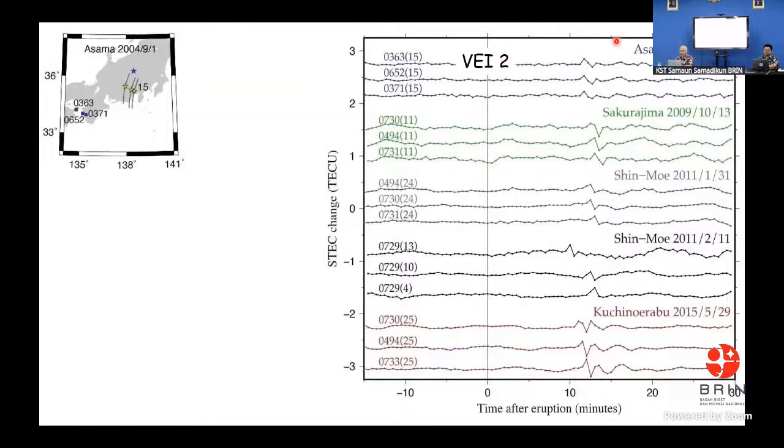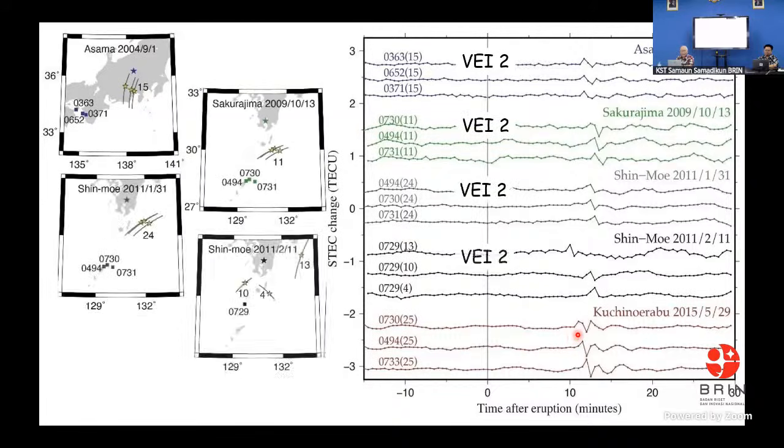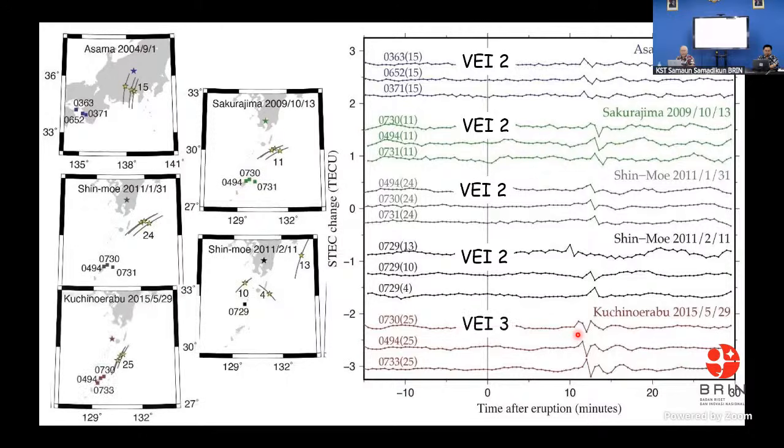And they are not much different in amplitude, but maybe this last one has the largest amplitude. These are the positions of the volcanoes. The last one has VEI 3, so I think that's why its signal is a bit stronger.